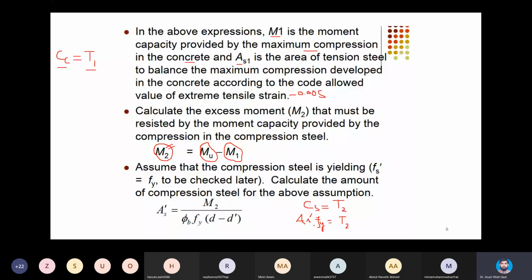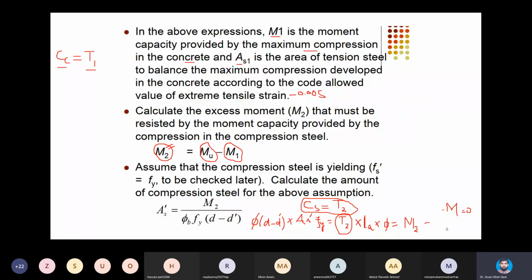So this M2. And the lever arm between steel and steel, as we discussed in the previous lecture, will be d minus d prime. So CS into lever arm, or T2 into lever arm, which is d minus d prime, along with phi as well, will be equated with the surplus moment M2. So the above one is the force equation, and this one is actually the moment equation, right? Sigma M equal to 0, and it is the internal couple between steel and steel.